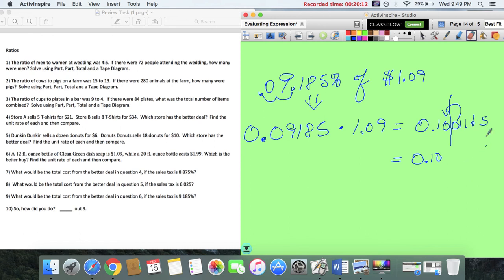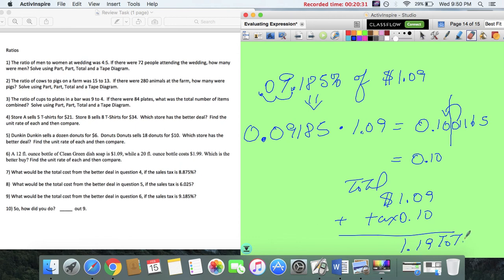Whatever. Okay. Now we've got to find our total. Our total is the $1.09 for the bottle plus the tax, right? Plus the tax. The tax is 0.10, 10 cents, and it's going to give us $1.19 for our grand total.